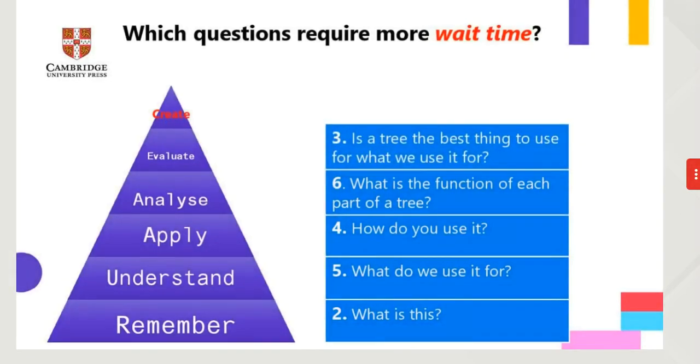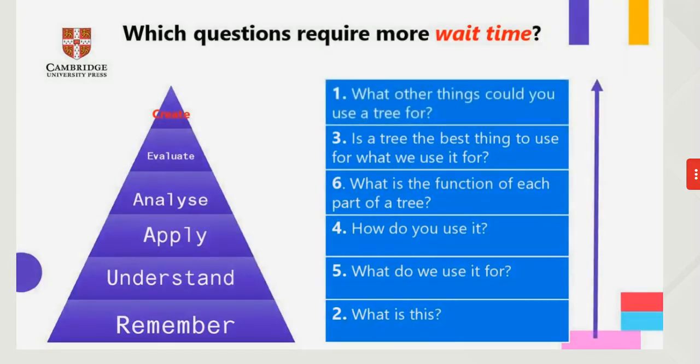Question 3, is a tree the best thing to use for what we use it for? And finally, question 1 requires the most cognitive skills. What other things could you use a tree for? Here, we're asking our students to create, and this would mean that we need to give our students, right at the top of Bloom's taxonomy, a lot more time before we expect them to answer or to produce.